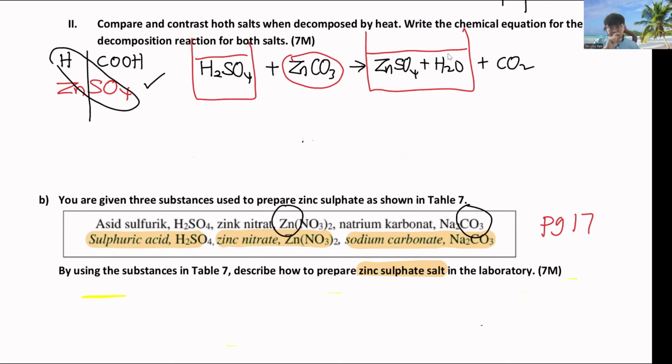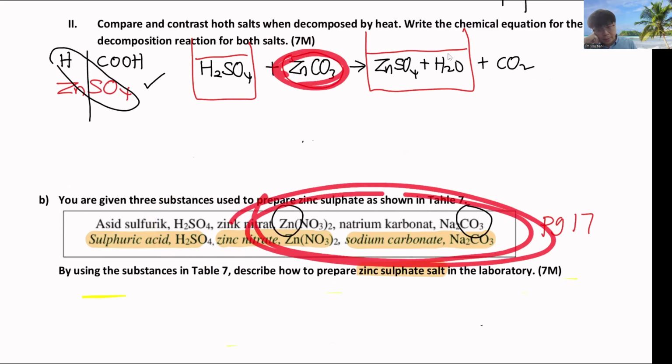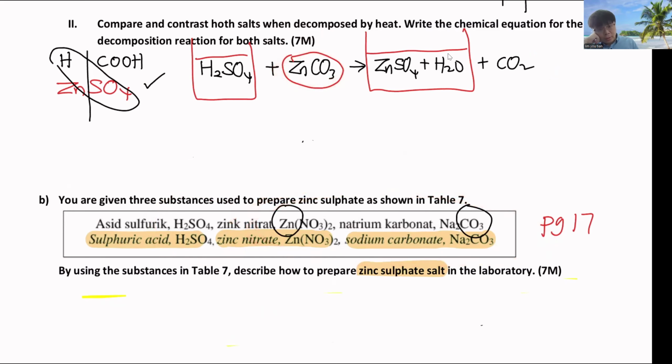Okay, so this is what I need. But if you refer to the chemicals, you have sulfuric acid, but I don't have zinc carbonate. I don't have zinc carbonate. So this is a tricky question that you need to prepare your own zinc carbonate. You have to separately prepare your zinc carbonate. So in order to prepare zinc carbonate, it's an insoluble salt, I need to pair with SPAN. Okay, SPAN.